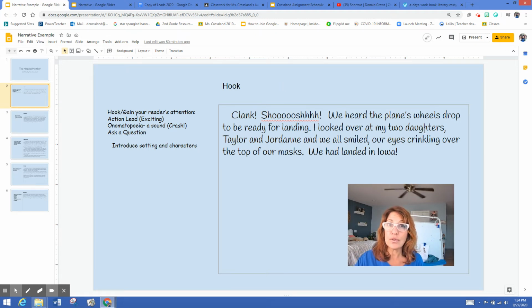And then I introduced the characters and the setting. So I introduced my daughters. So you know that the story is going to be about both of my daughters, Taylor and Jordan, and myself. And we were on a plane going somewhere and we landed in Iowa. So you'll find out what happens next, but it kind of gets your attention.